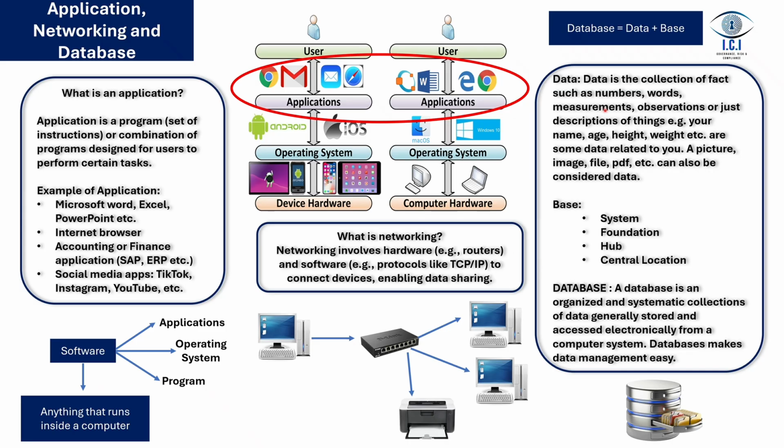When we say description of things, let's go in a simpler format. What is a description of Ifeoluwa? My name is Ifeoluwa. My age, I am 100 years old. My height, I am 2 feet tall. My weight, I am 700 kilograms. If I submit this information about me, I've submitted the data.